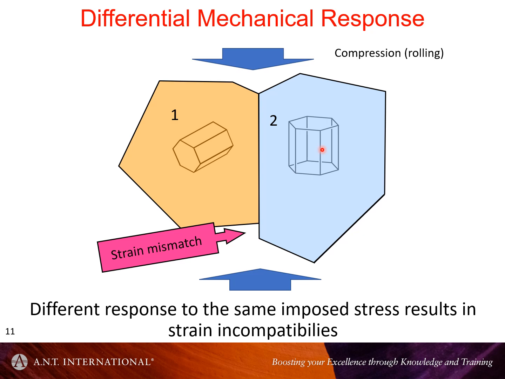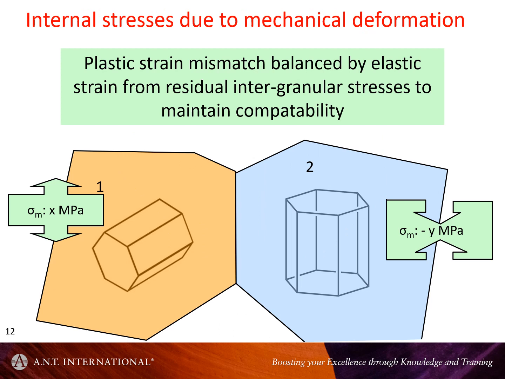So what happens is that this grain would deform easier and therefore have higher strain compared to this grain, and that results in incompatibilities. Now, how the material deals with that is that you have to have integrity of the material unless it's going to crack. Unless the stress is so high that you create a discontinuity between the two materials, what you end up with are differences in the stresses that exist in the different grains.